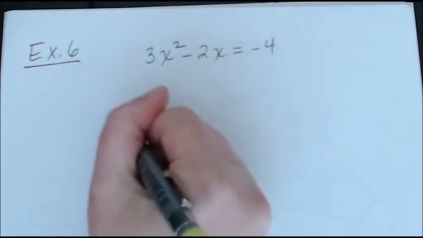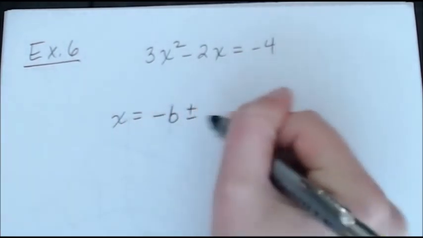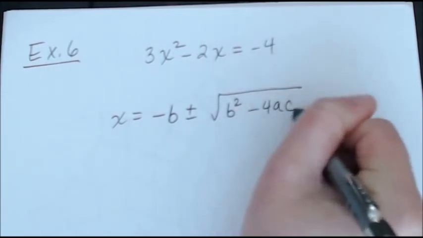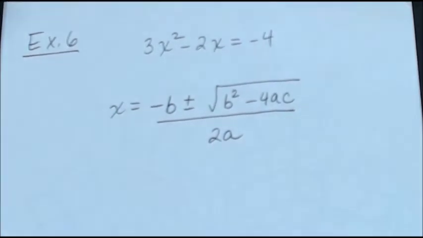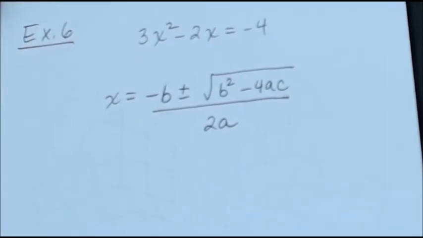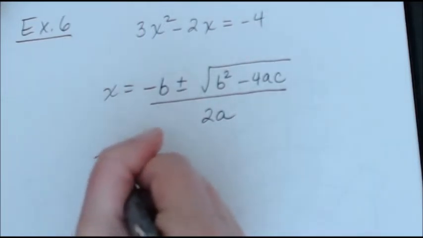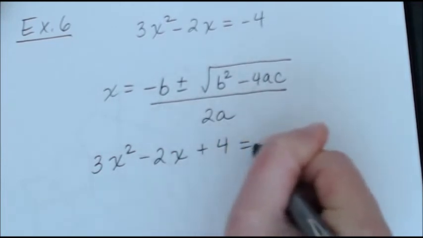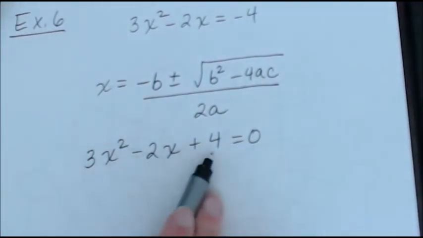The quadratic formula is x equals negative b plus or minus the square root of b squared minus 4ac all over 2a. And before you get too into this, to use the quadratic formula, you do need to make sure the equation is equal to 0. So I'm going to move the 4 to the other side. And so here's my equation. We have ax squared, bx, and c.